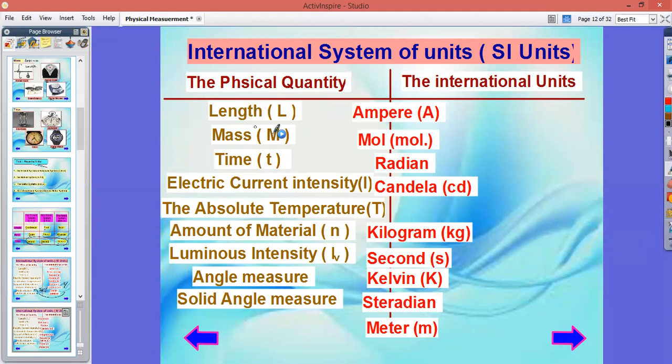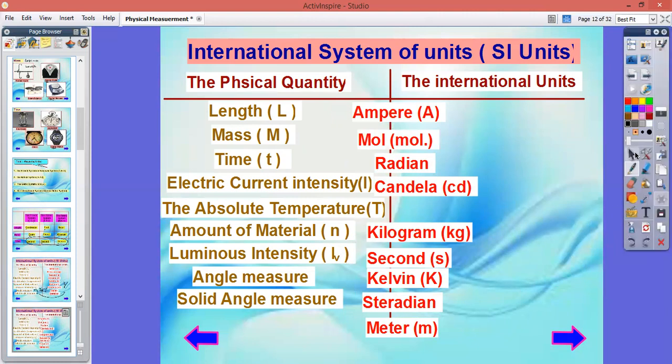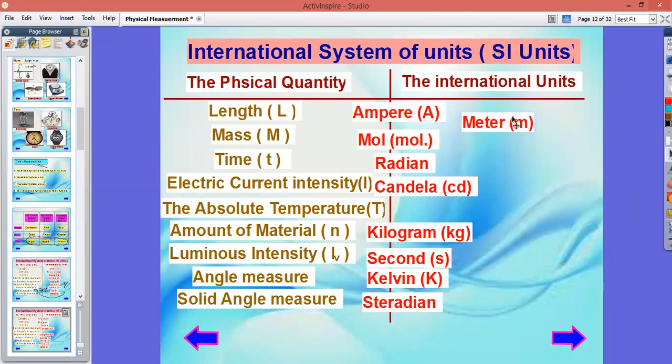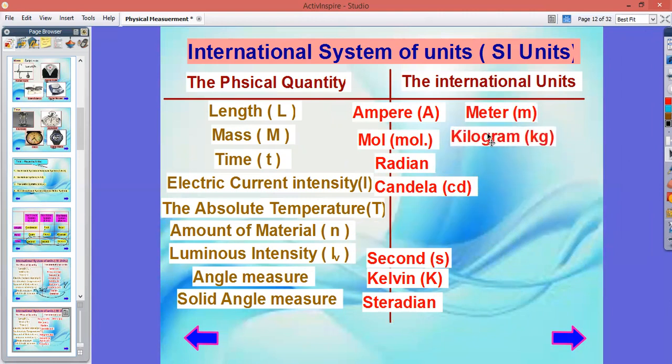What is the measuring unit of length? Maybe ampere? No. Radian? No. Kilogram? No. Yes, meter. So we can say the measuring unit of length is meter. What about mass? Of course, kilogram. The measuring unit of mass is kilogram. Time: all systems say the measuring unit of time is second.